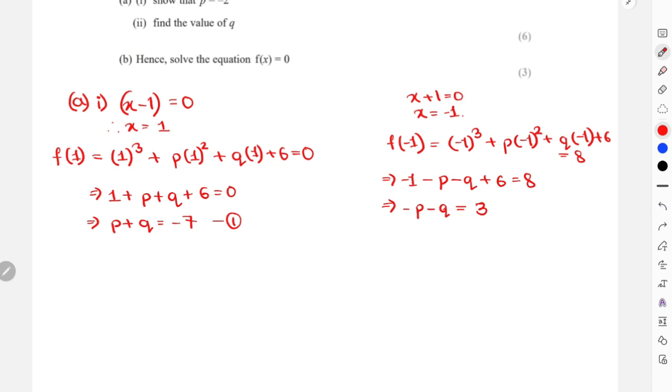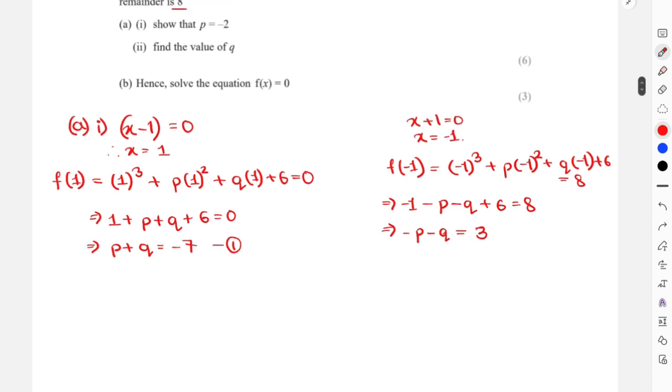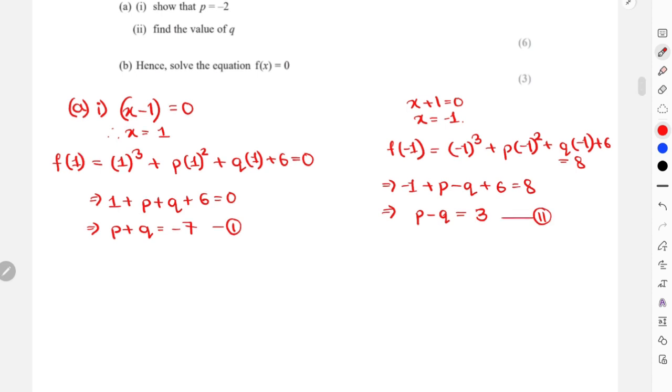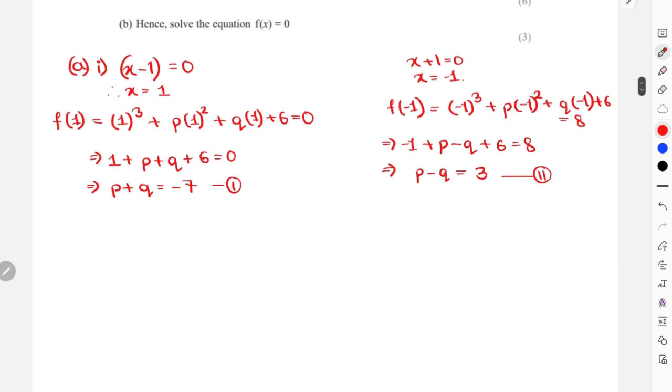Sorry, p over here turns out to be positive, right? q would be negative, but p would be positive. Okay, so this is how the expression is for equation 2. I can easily eliminate the equation.